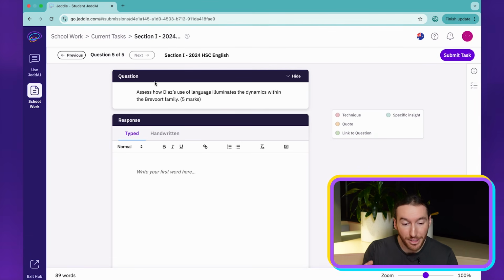So before we look at the text, let's just quickly hone in on that question. Assess how Diaz's use of language illuminates the dynamics within the Brevoort family. So family dynamics, that's the key part of this question, but it also explicitly mentions the use of language. So it wants us to refine our techniques to specific language features, types of language. You're always doing that anyway, even if it didn't say it, but we are probably going to want to reference that in the topic sentence and try and find a general categorization of the type of language to help with our point. So language and family dynamics, that's what we're looking at when we go through this text.